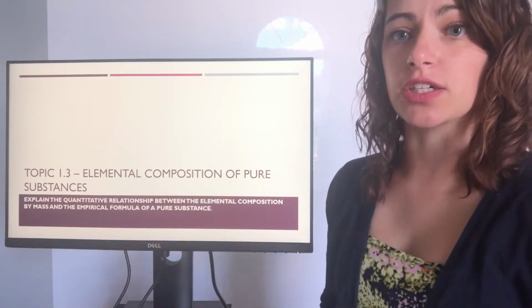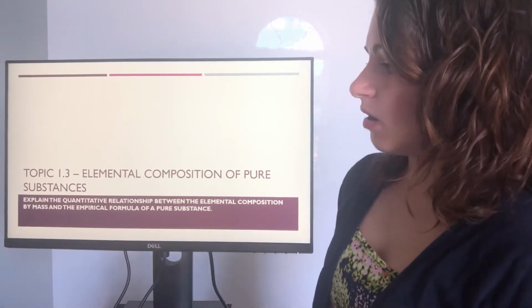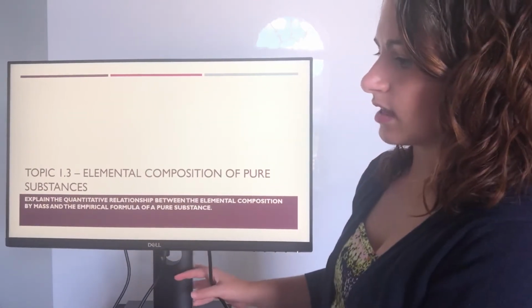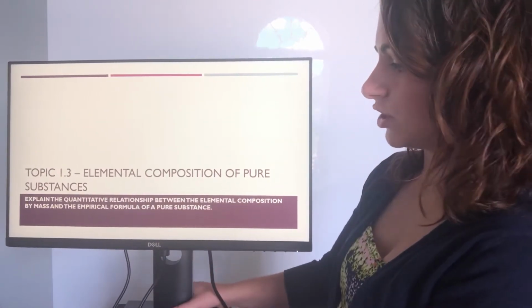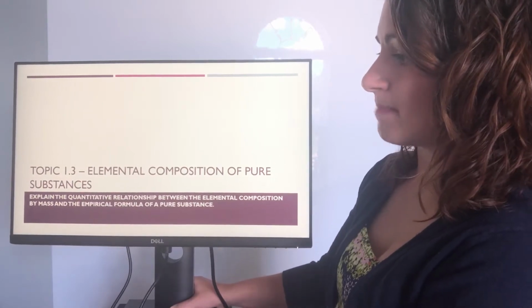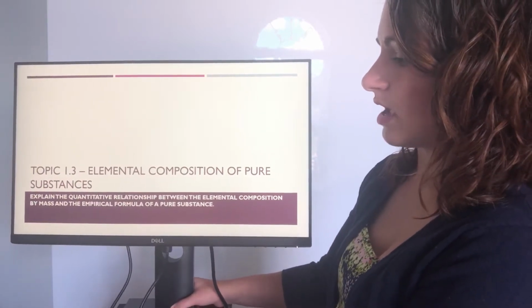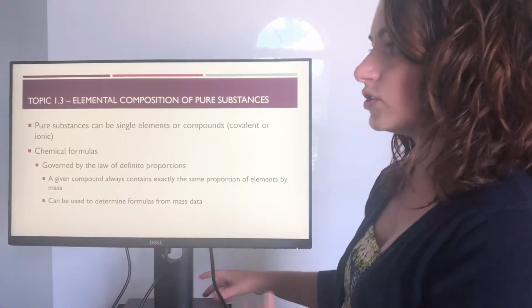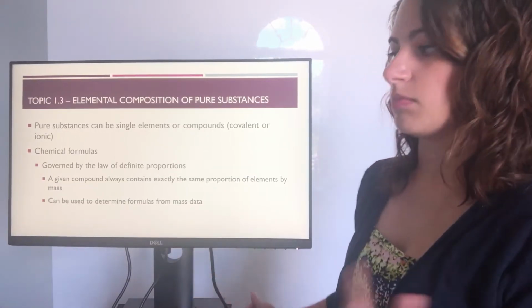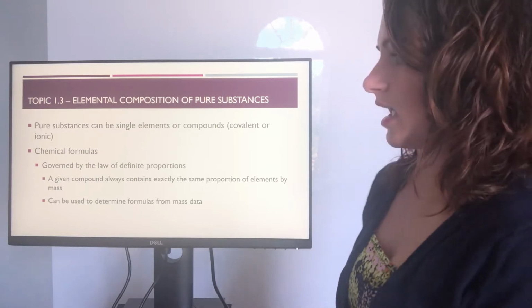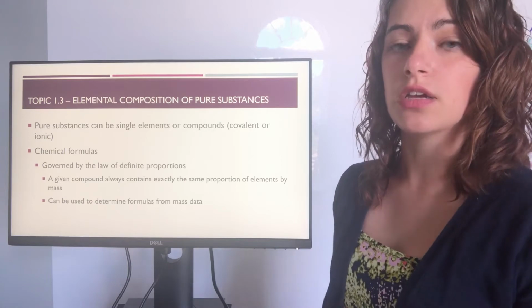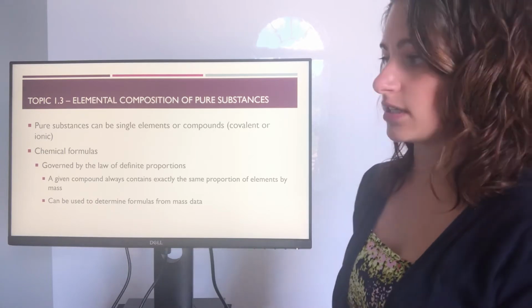In this video, we're going to talk about topic 1.3, or elemental composition of pure substances. So the topic says to explain the quantitative relationship between the elemental composition by mass and the empirical formula of a pure substance. So a pure substance, as a reminder, can be a single element or it can be a compound, covalent or ionic. So we use chemical formulas to talk about our pure substances.